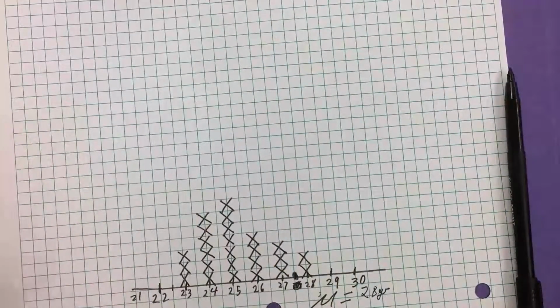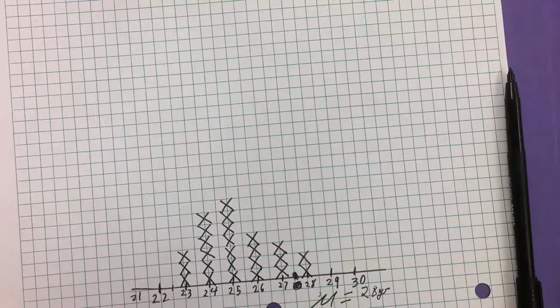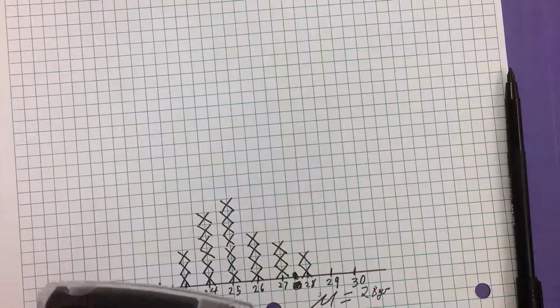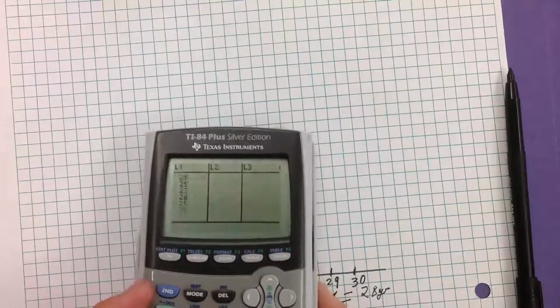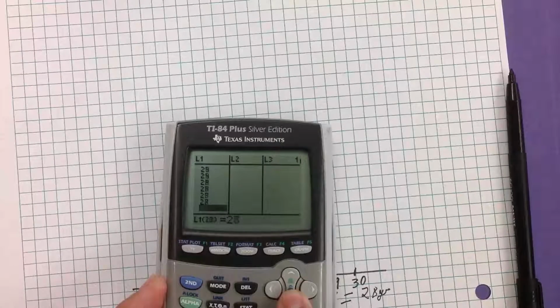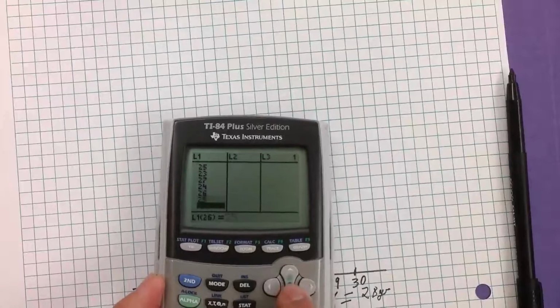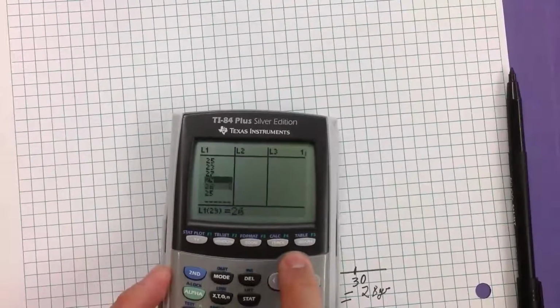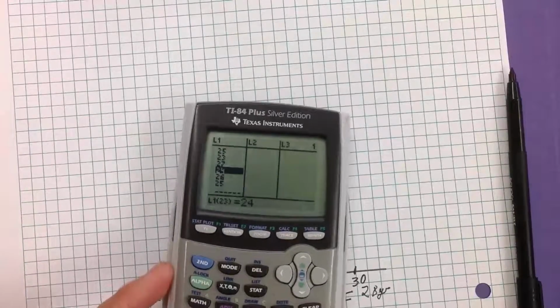And what they're asking us to do is create a histogram. Well, guess what? I've already gone ahead and put all this data into my calculator. But right now, I'm going to go ahead and show you. So right here, there's all my data all the way down to the last one, which is 25. It says 26 because that's the next line for the next piece of data.